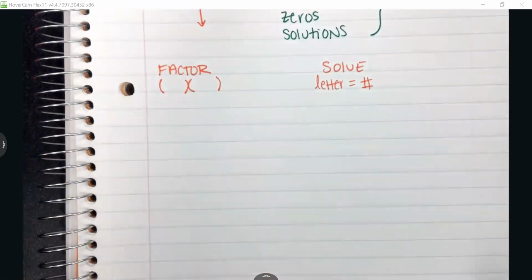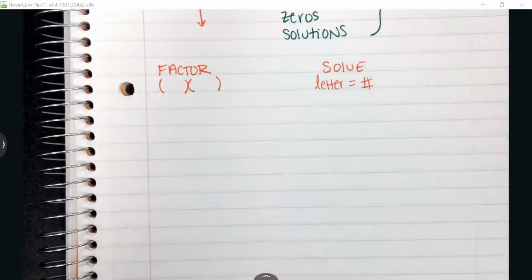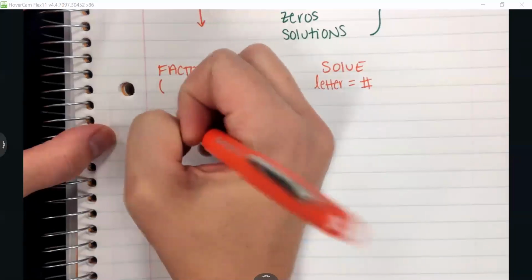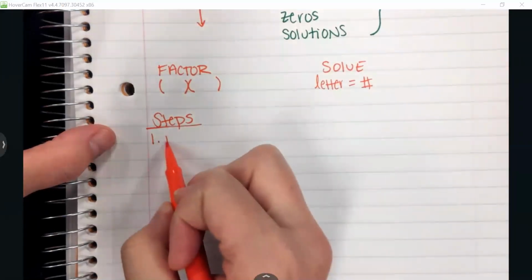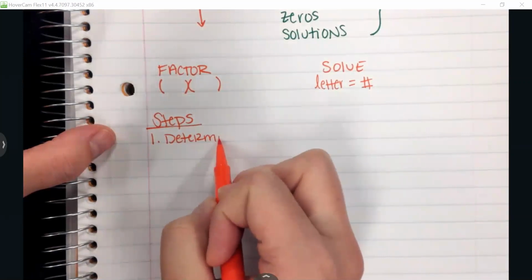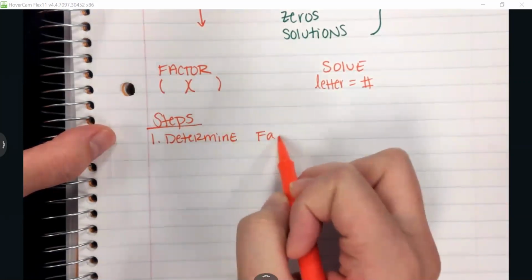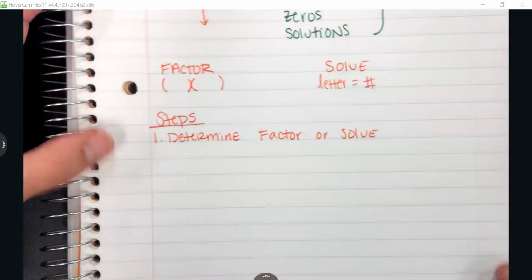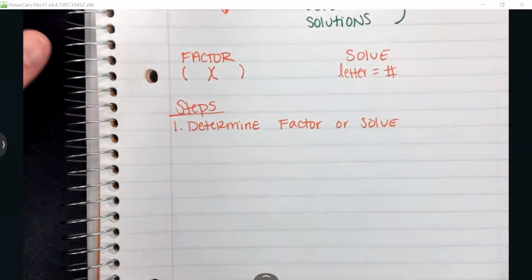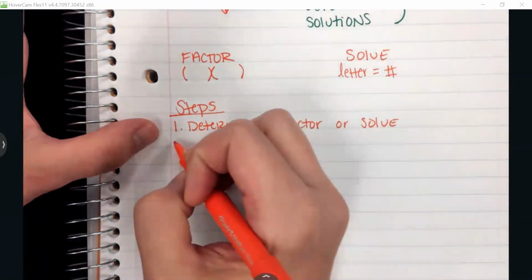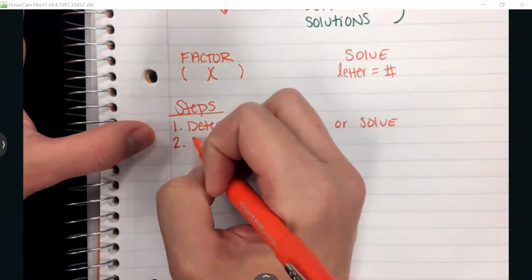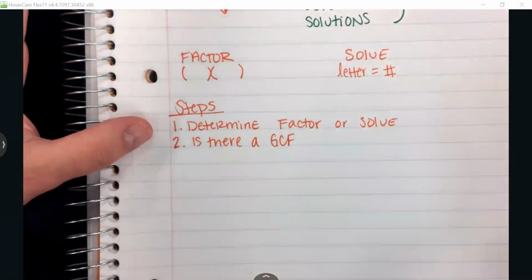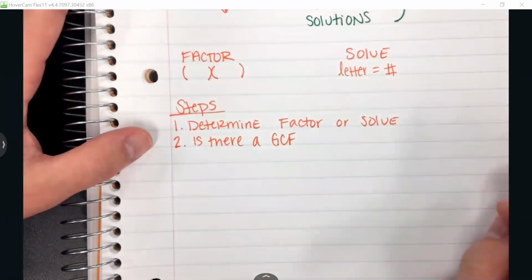So before we do any problems, let's write our steps down so you have organized steps. Step number 1, you need to determine factor or solve. You have to know that before you even begin the problem. Am I factoring or am I solving? Okay. Number 2, you need to ask, is there a GCF? And if so, you need to take it out.